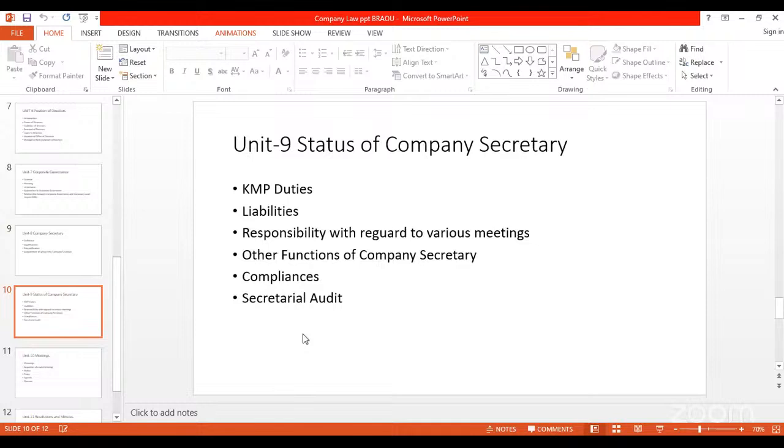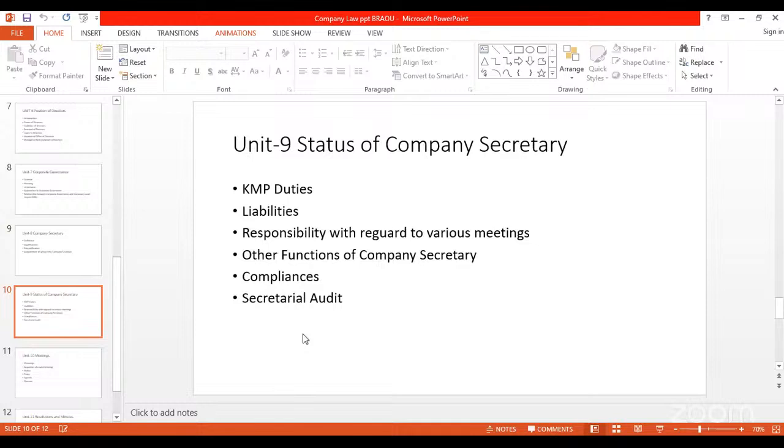Further, the secretary has to ensure that statutory time limits relating to directors' and shareholders' meetings, and payment of dividend and interest, are complied with, right? So these were the roles of CS as an administrator.